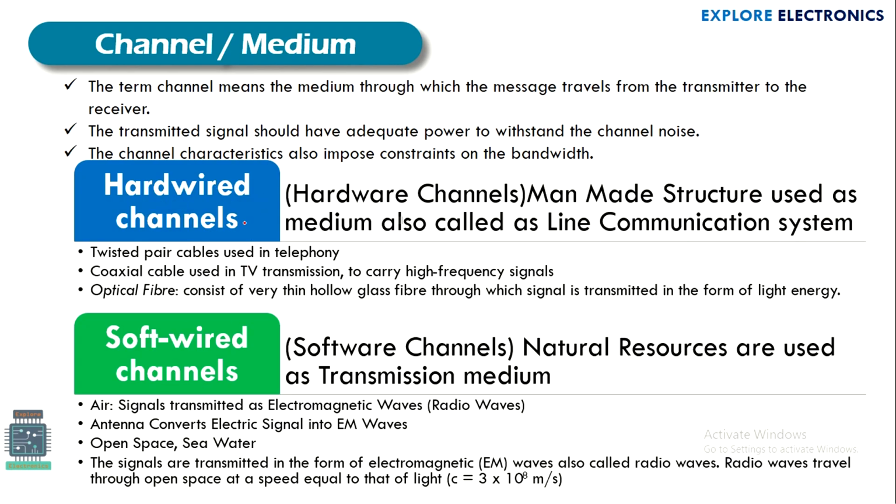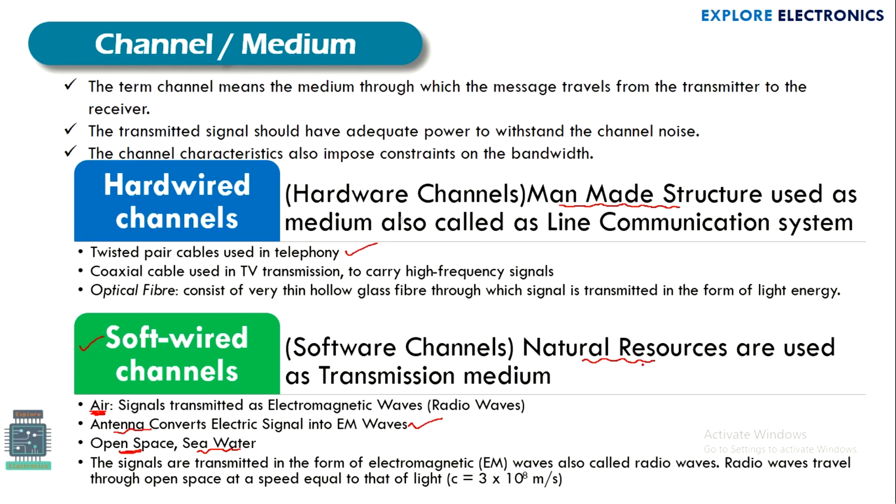What do you mean by hardwired channel? It is a man-made structure, and a soft-wired channel is a natural resource. If it is a twisted pair of cable that we use in telephones, that will be called hardwired. And suppose the air is an interface in wireless communication, that will be called soft-wired. It has an antenna which converts electrical signal into electromagnetic waves in soft-wired channels. It can be open space, it can be a vacuum, it can be sea water also. If we are communicating through these mediums, it will be called soft-wired.